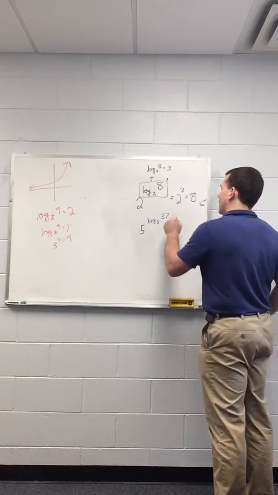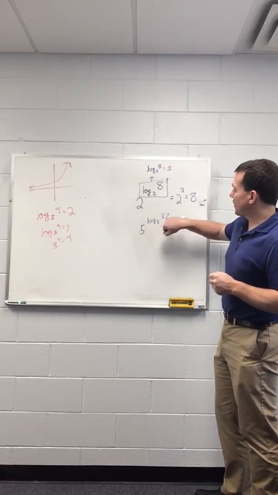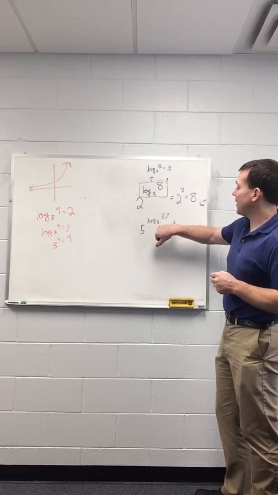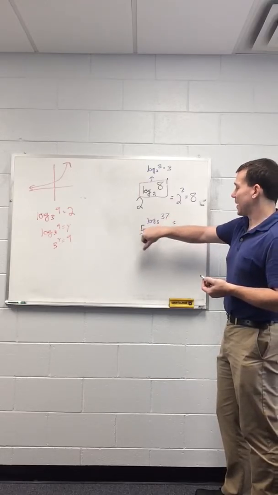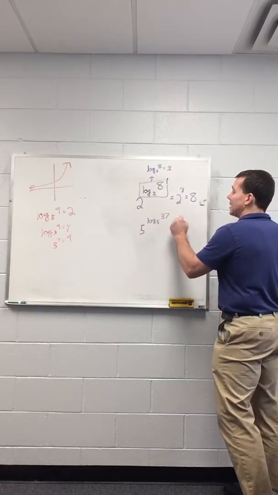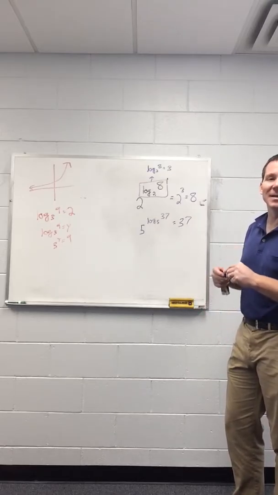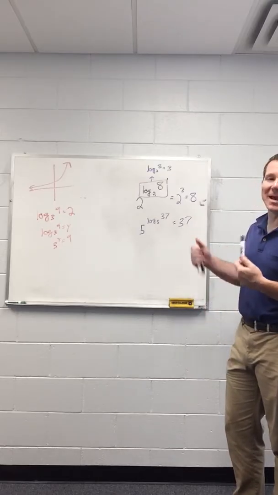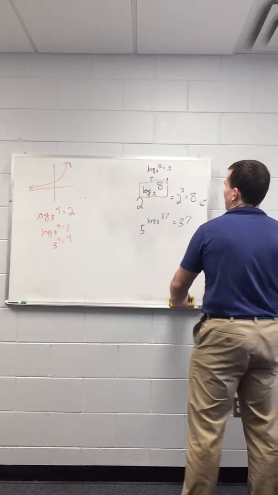Now, without using the definition or anything like that, log base 5 of 37 is the number you're supposed to raise 5 to get 37, which is some weird number. So if I take the number 5 and I raise it to the number I'm supposed to raise it to get 37, I'll get 37. This is just kind of a fun little mathy trick that we like to do in math, so be aware of that.